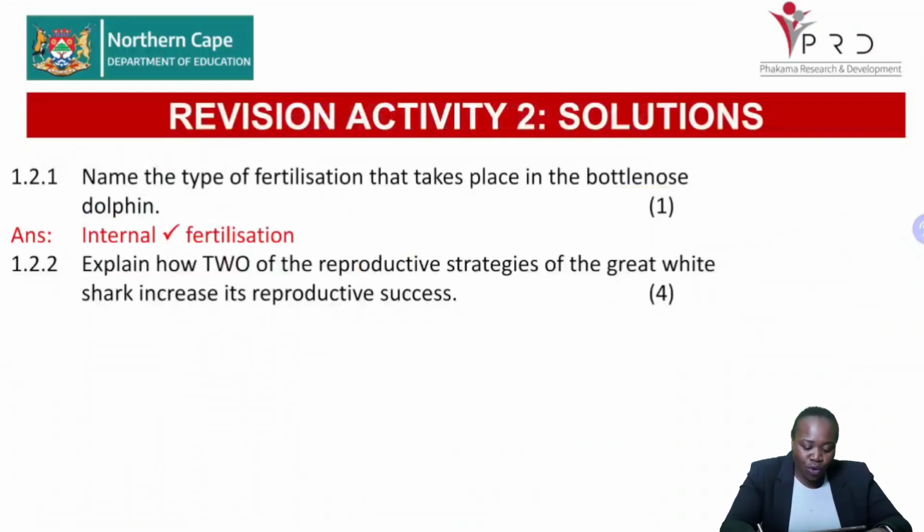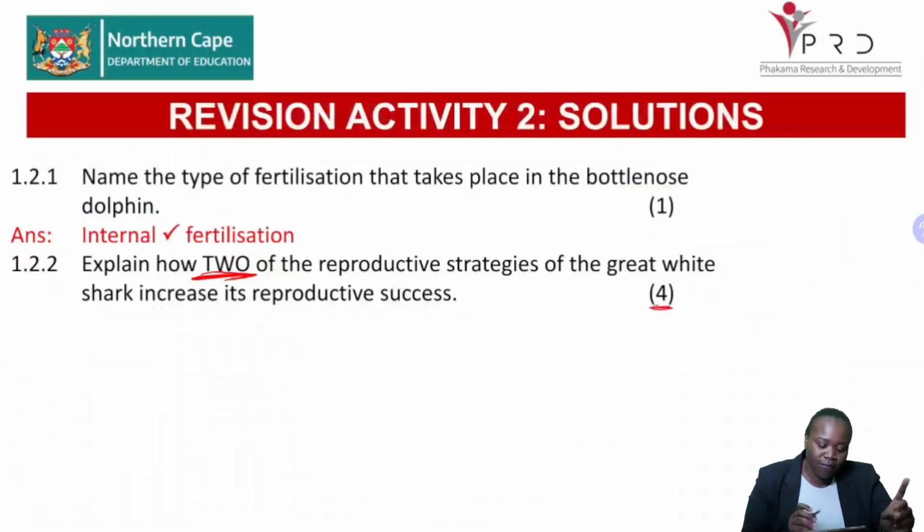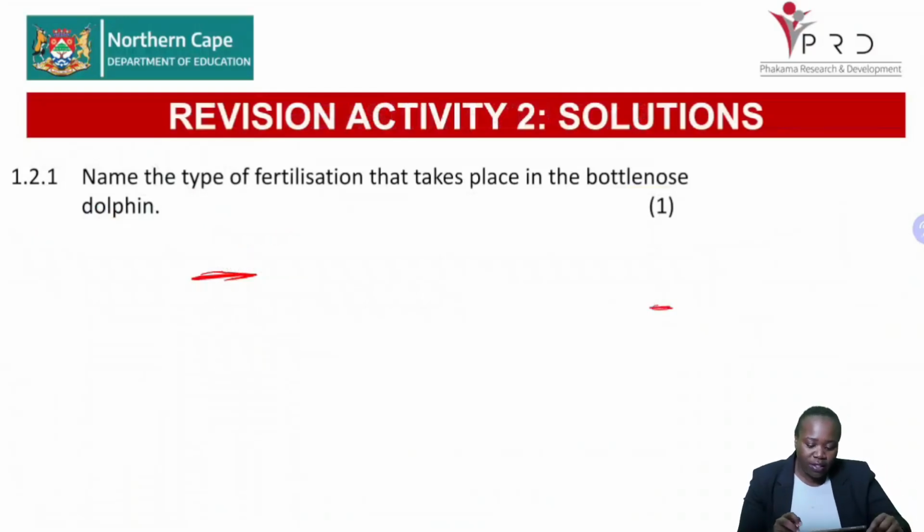1.2.2. Explain how two of the reproductive strategies of the great white shark increases its reproductive success. So here they want two of them, meaning that you must look for two and you must give both. Don't just give one. So you're going to give these two and explain how they increase reproductive success for 4 marks. It means that it's 2 marks for the first one and 2 marks for the second one.